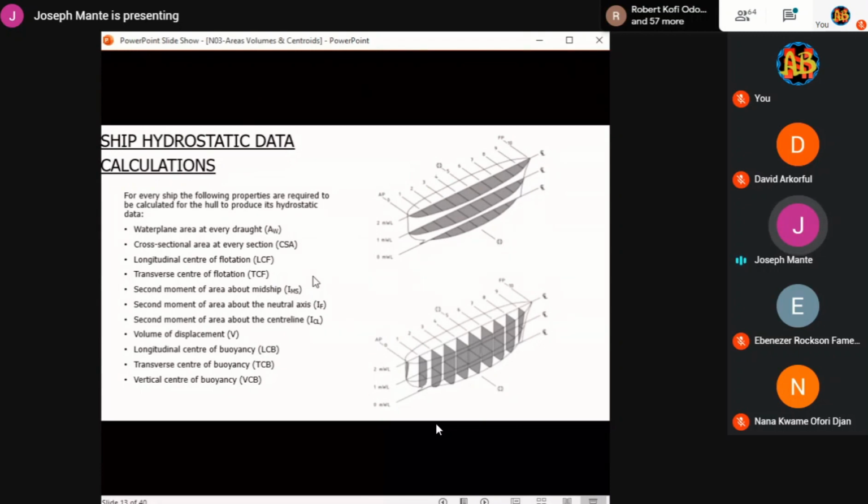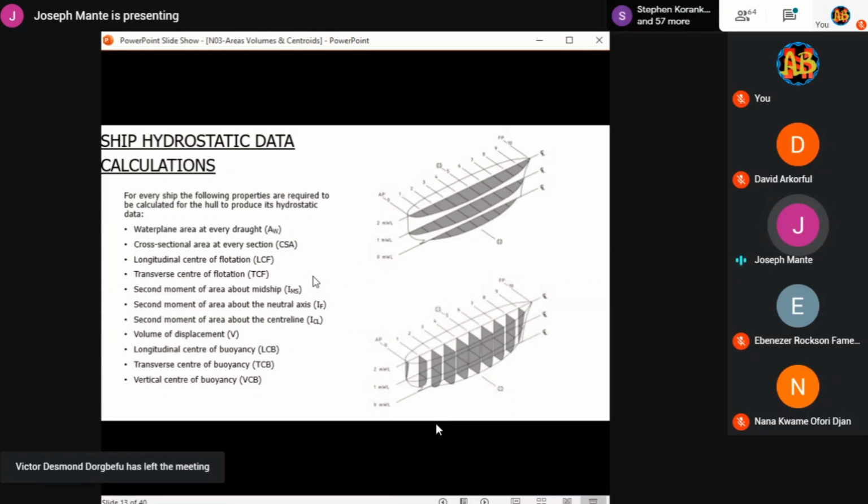Cross-sectional area at every section. The section at the very fore will be different from that at the midship. That is the cross-sectional area at every section. It will be very different, and that is the symbol CSA, cross-sectional area. You should be able to calculate all this, so that when you are bringing in machines and putting in tanks and all that, you will know exactly the dimensions and where you can put them.